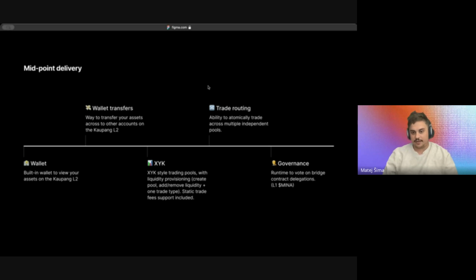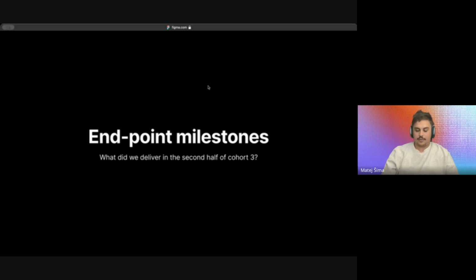The last feature we delivered during the midpoint was from our governance milestone, and we built a runtime module or a smart contract that allowed you to vote on to whom the Mina that is bridged to the L2 is going to be delegated. So pretty important feature.